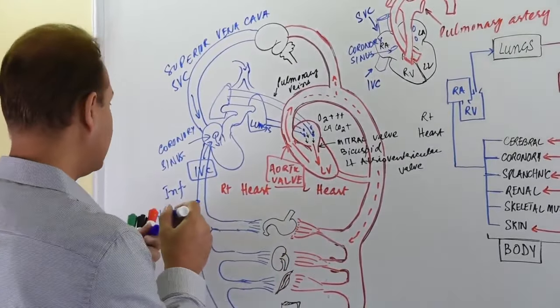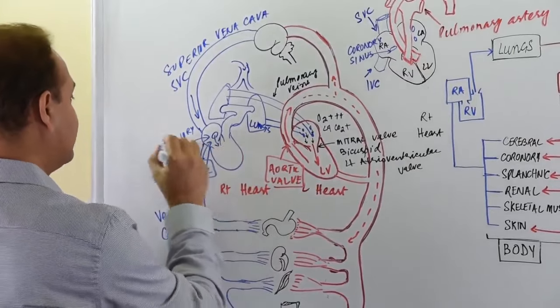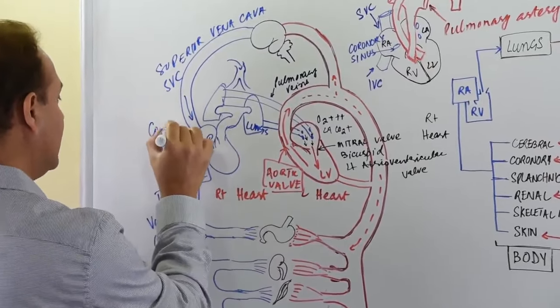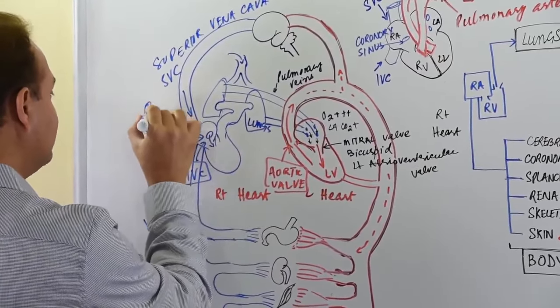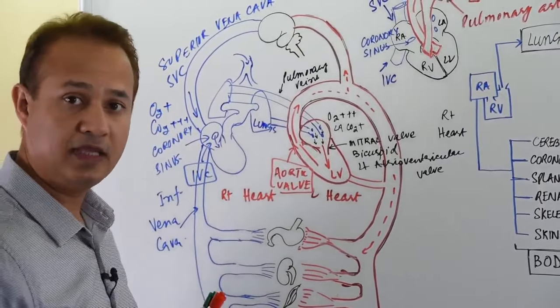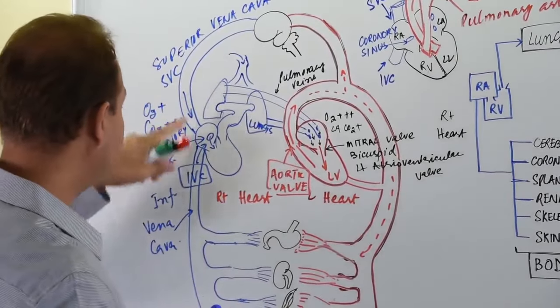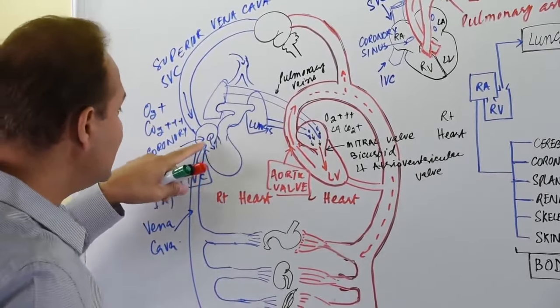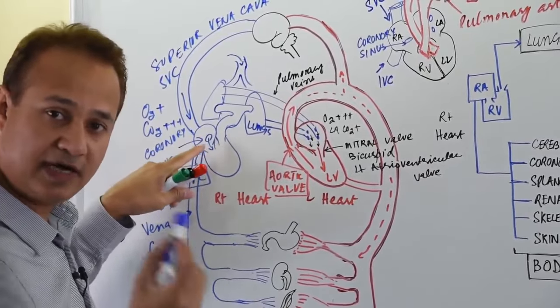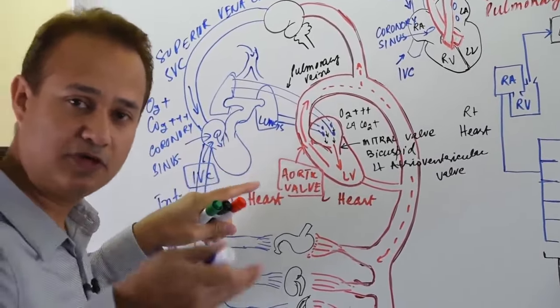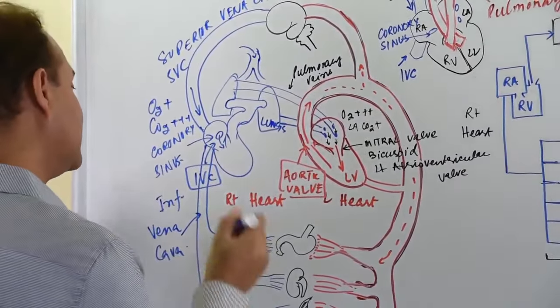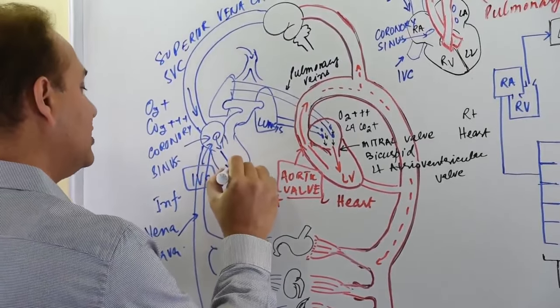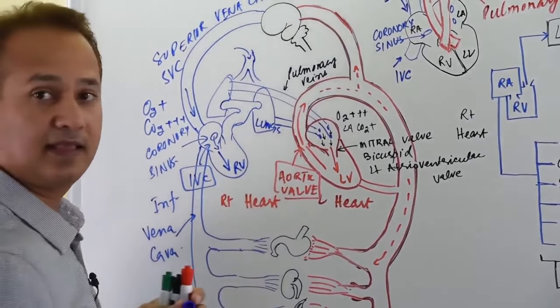So the carbon dioxide levels are really high, CO2 levels are high, oxygen levels are low. The blood that comes from the superior vena cava and inferior vena cava is then mixed with the blood coming back from the heart as well and becomes even more deoxygenated. That deoxygenated blood then falls into the right ventricle.